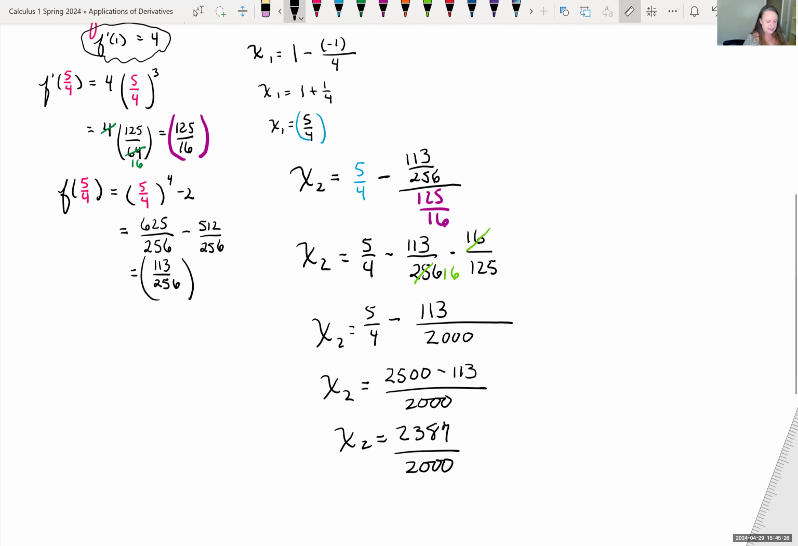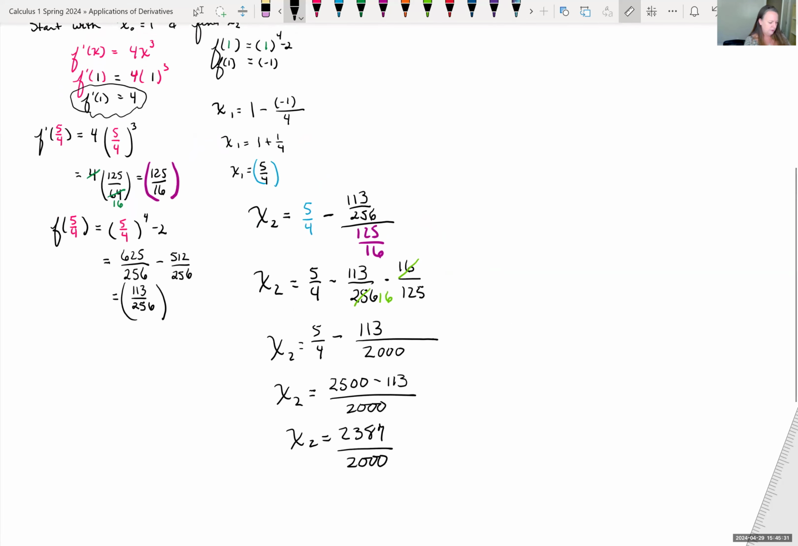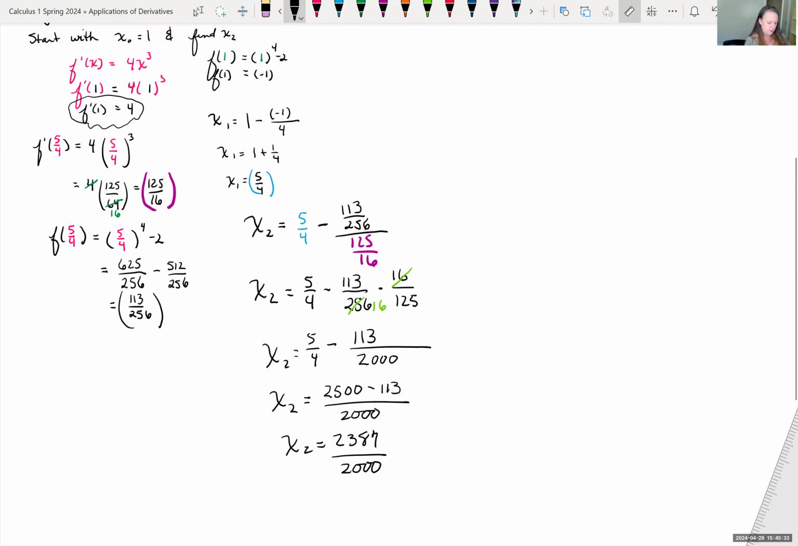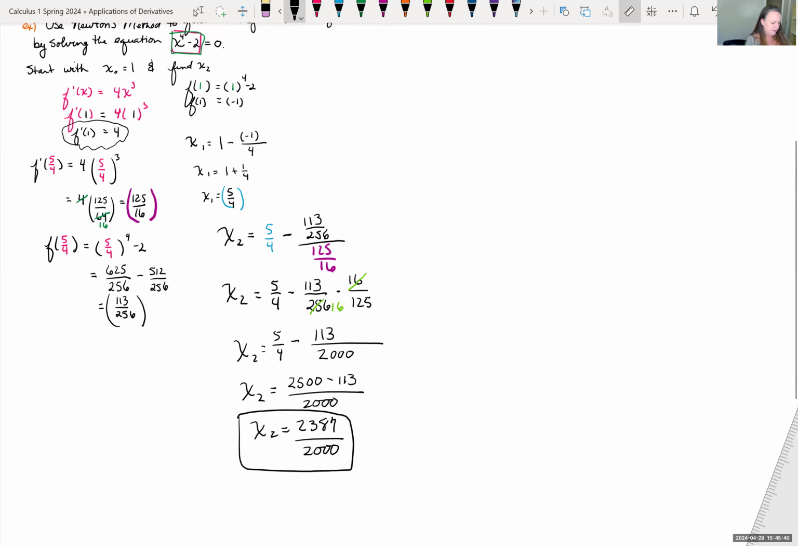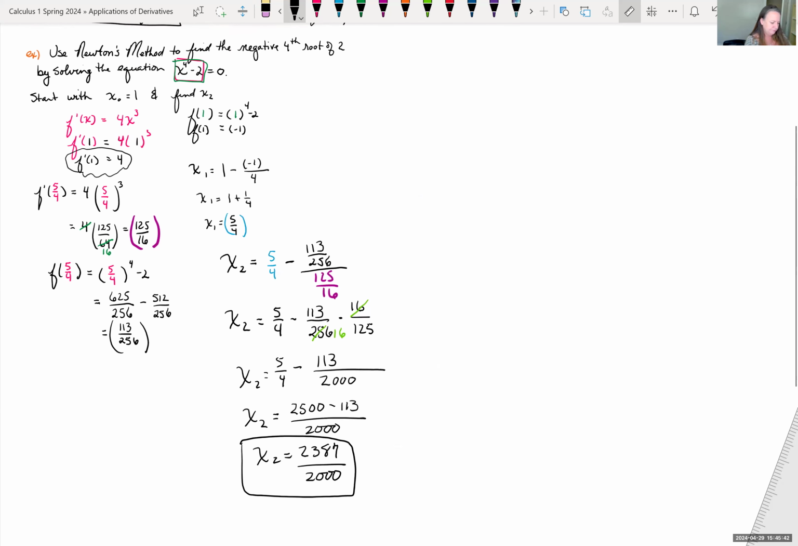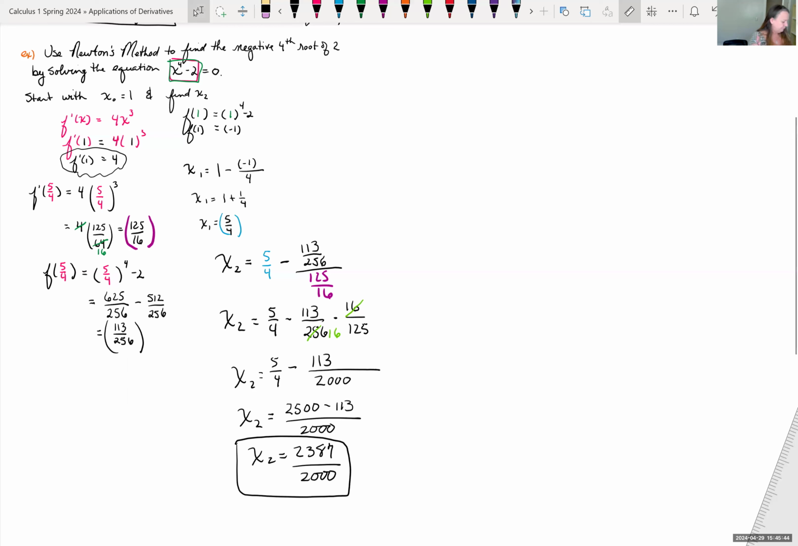To me, that does not look like a negative root. I'm getting this value right here. Make sure we wrote the problem right. That's because it said to start with x of 0 equal to 1. The problem right before it said, let's find the positive fourth root. Let's just change that.